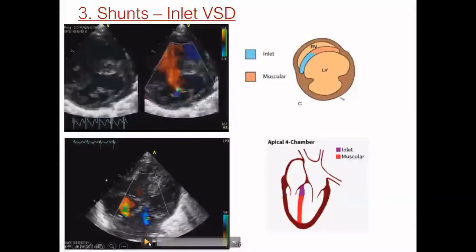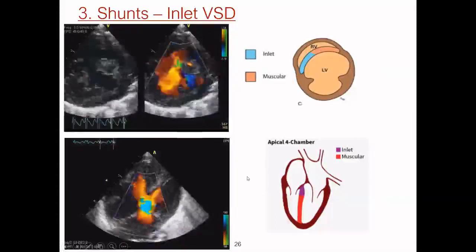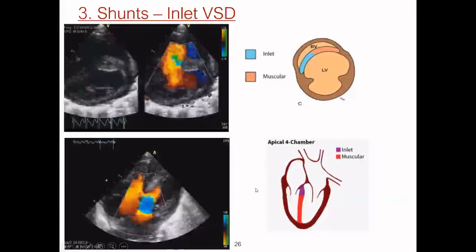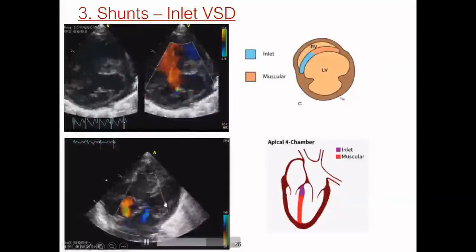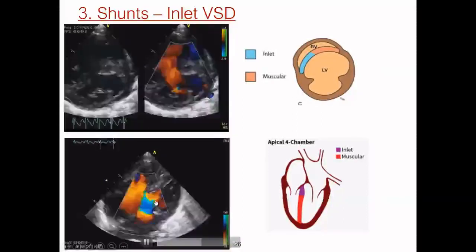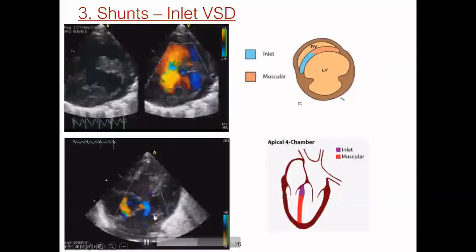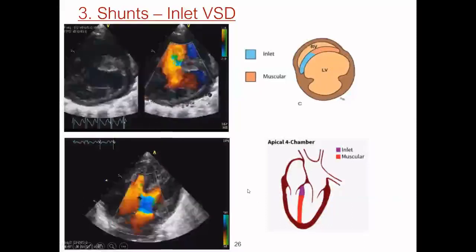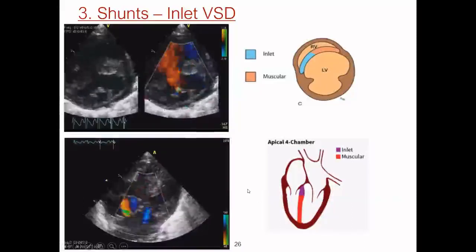And then you can typically see it in the apical four-chamber view as well, just above the AV valves. And like I said, they will usually have some sort of mitral cleft as well as maybe a primum ASD, and it will be associated with AV canal defects.